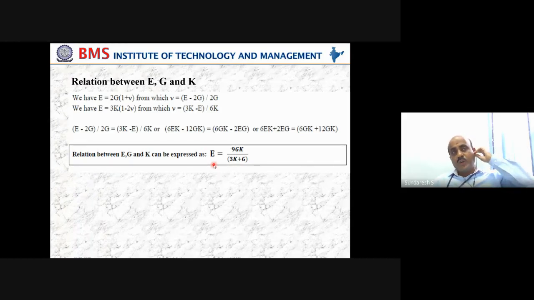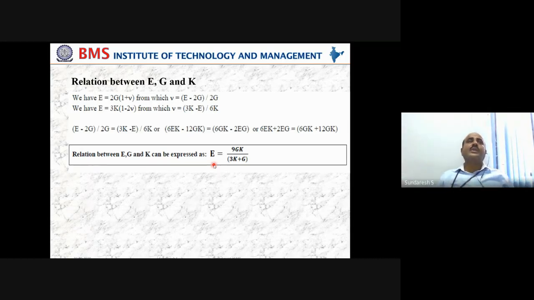Is it right? Would you able to understand this? How we can get this relationship? Just writing an expression for Poisson's ratio, that is nu, from those two established relationships, and equating and rearranging. That's it. Rearranging the terms, we get an expression for E, which is equal to 9GK divided by 3K plus G. Is it right, my dear students? Could you able to understand this? Could you able to get this?